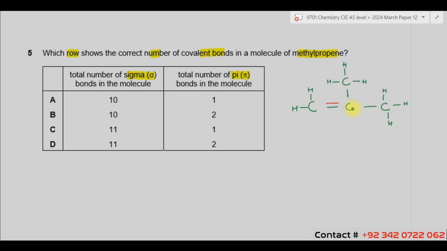So every single bond is always a sigma bond. We have 1, 2, 3, 4, 5, 6, 7, 8, 9, 10, 11. So 11 sigma bonds, and there is just one pi bond. So correct answer is C.